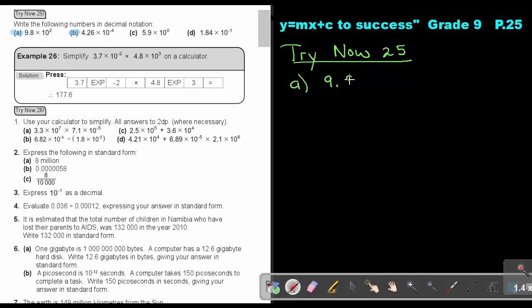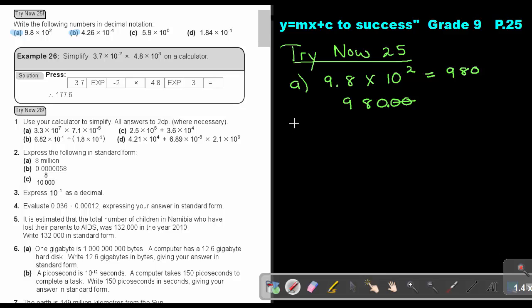So it's 9.8 times 10 to the power of 2. Because it's positive, I'm going to put the zeros at the back. I'll put a little bit more than that amount, so if it's 2, put at least 3 zeros. Remember the point is there, but I must move it 2 places. 1, 2. So the answer is going to be 980. That's going to be the answer.